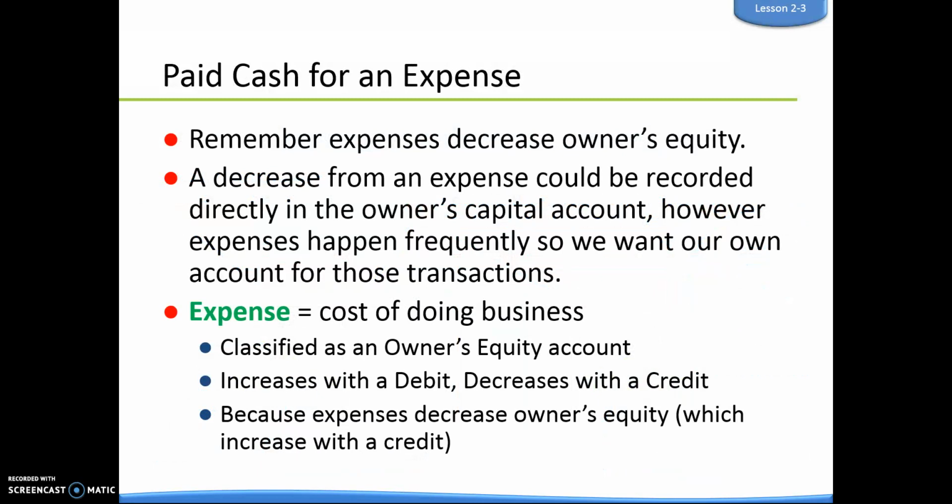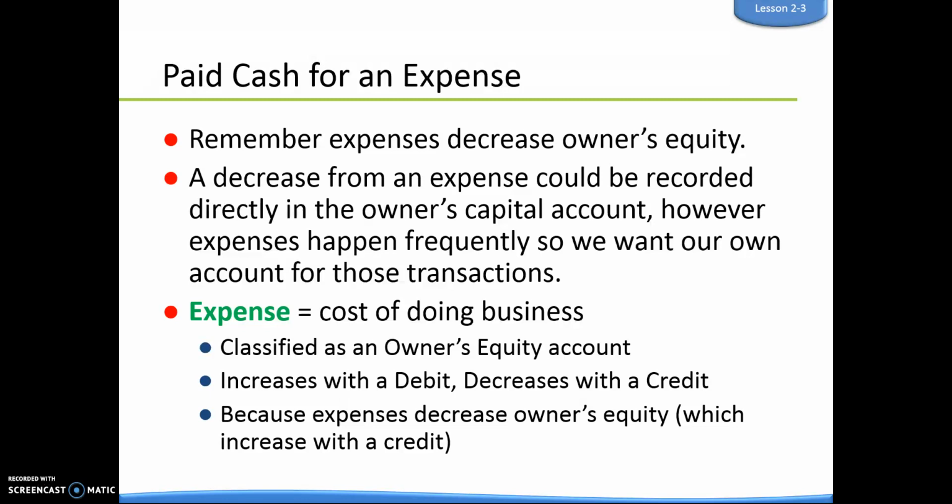Our next thing is to talk about paying cash for an expense. Now, what we need to remember is that expenses are costs of doing business. So anytime that we have to pay for something as a business, that we need to make sure that the business is running appropriately, that actually decreases our owner's capital account, okay? And so again, just like sales, we could record everything in our owner's capital account. However, these are another type of transaction that happen very frequently. So we really want to keep track of all of our expenses in their own accounts.